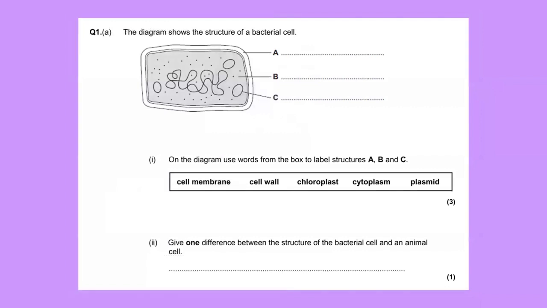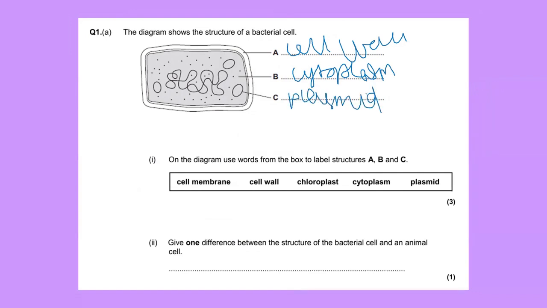Right, let's have a look at another question. Right, so here they're asking us to label it. So remember the outermost wall is the cell wall. Then we have B is a cytoplasm. And then C is just pointing to our plasmids, which contain DNA because we know bacterial cells do not have a nucleus. Give one difference between the structure of the bacterial cell and an animal cell. We can just say bacterial cells contain plasmids, but animal cell doesn't. Make sure you say animal cell doesn't because you're comparing.